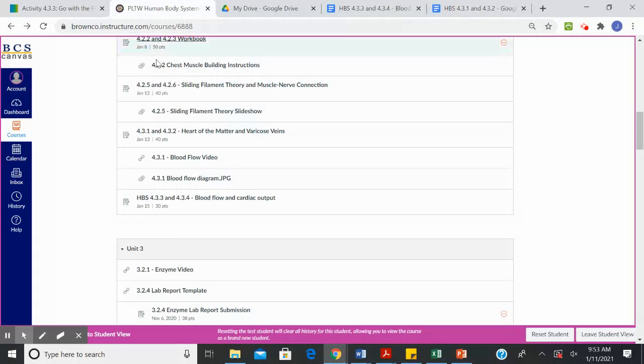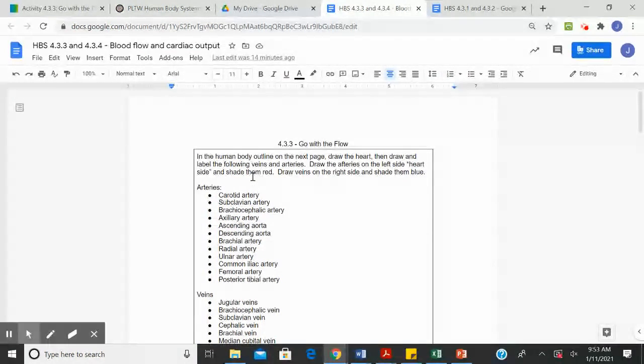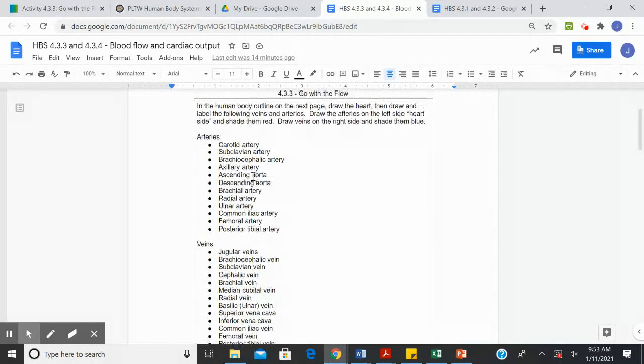So if you go into human body systems and Canvas, go to HBS 433 and 434, blood flow and cardiac output. All I want you to focus on is just get started. Now, this is due until Friday, so you still have plenty of time, but get started on drawing in arteries and veins. So you're going to draw roughly the location of the heart, as accurate of a two-dimensional drawing as you can. Don't get too technical because we're looking at the heart in more detail.